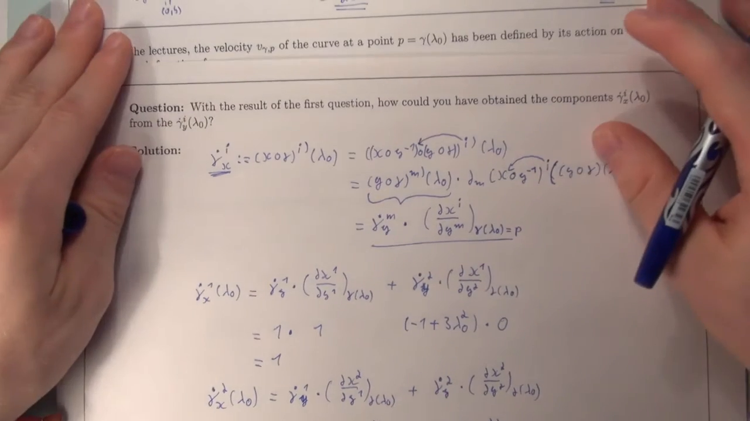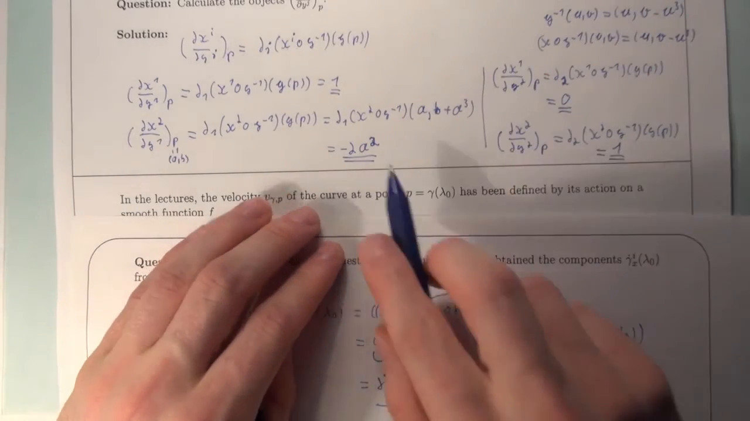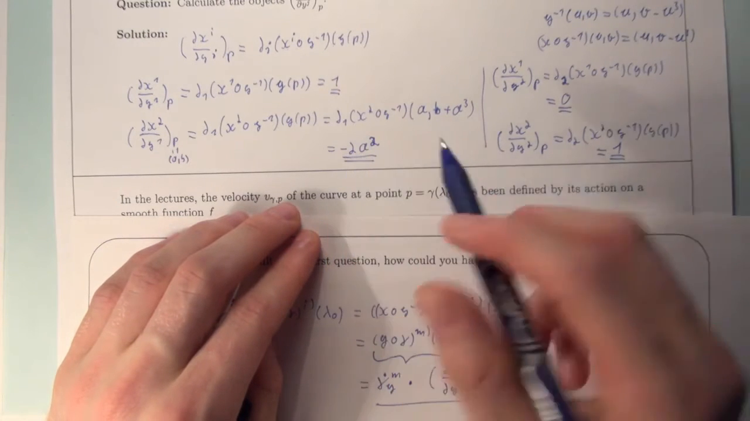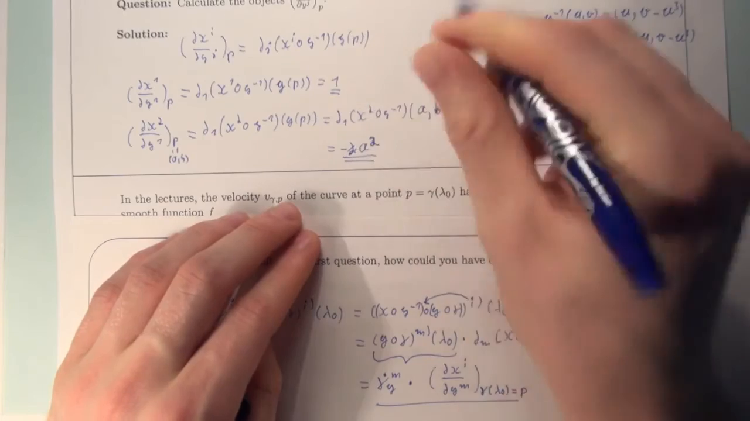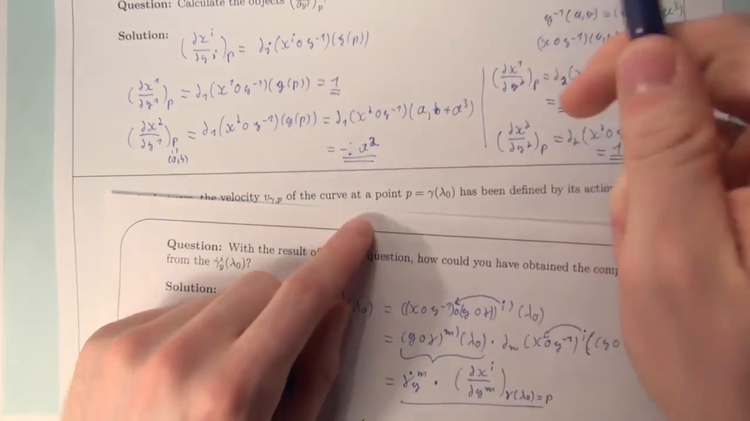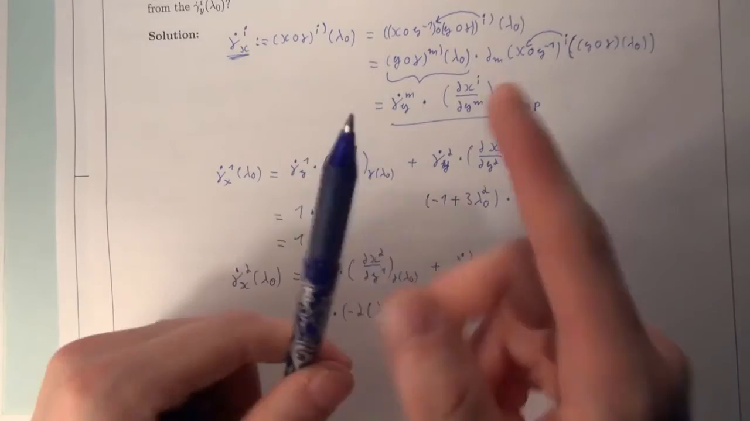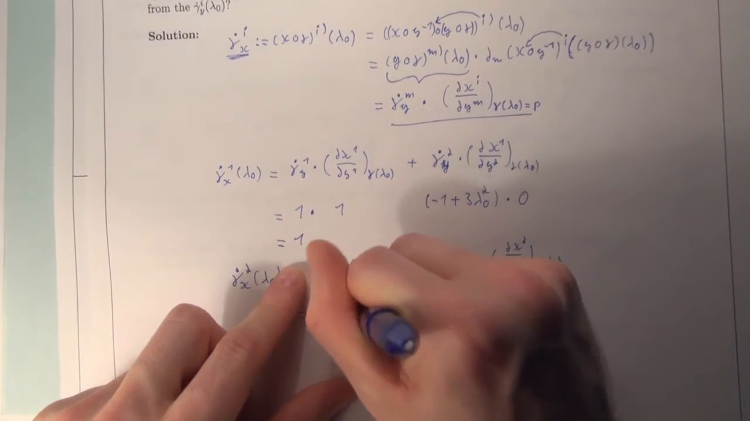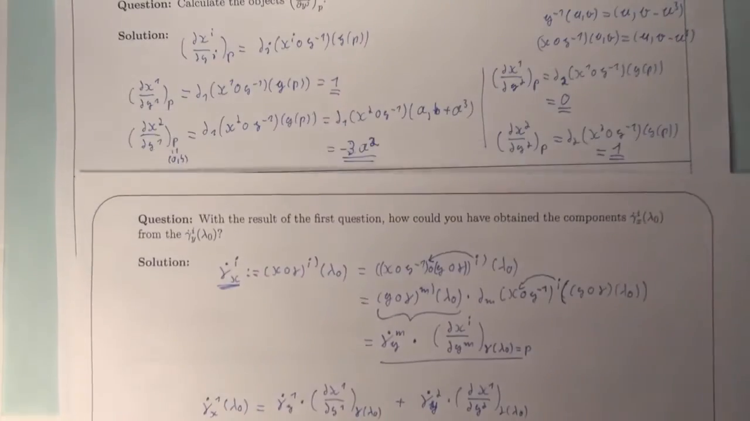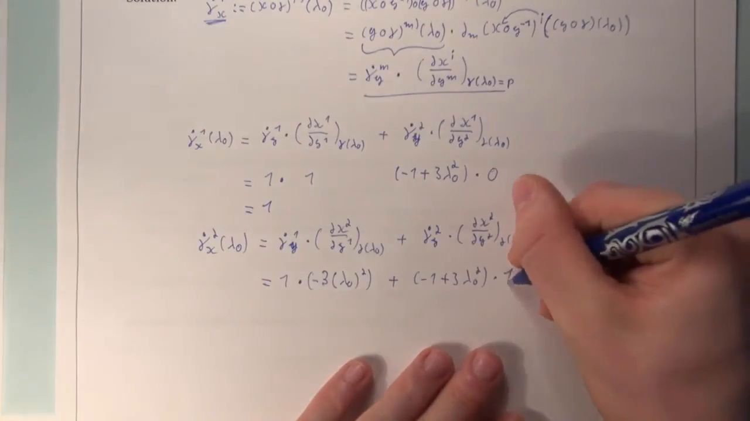And I see I made a mistake in the previous exercise. Here, of course, when we differentiate a cube, we should have got minus 3a squared. And here it should also read minus 3. And the second object just gives a 1. So here we get a 1.